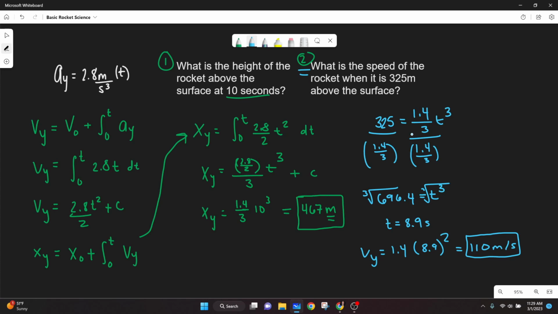And so that is very basic rocket science. We use the integration technique for an object that has a varying acceleration. If there was constant acceleration, we would use kinematic formulas. But in this case, the acceleration is a function of time that varies. And so we could use our integration technique to find the various answers to these questions.